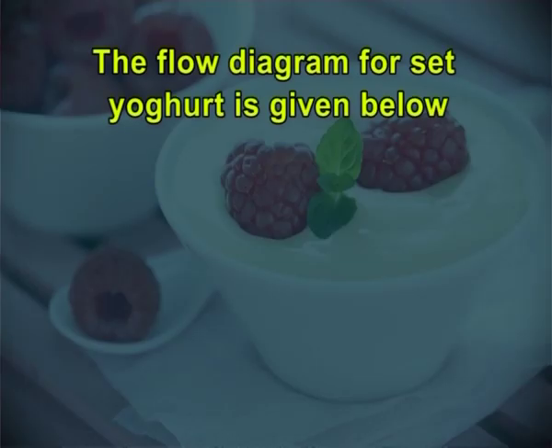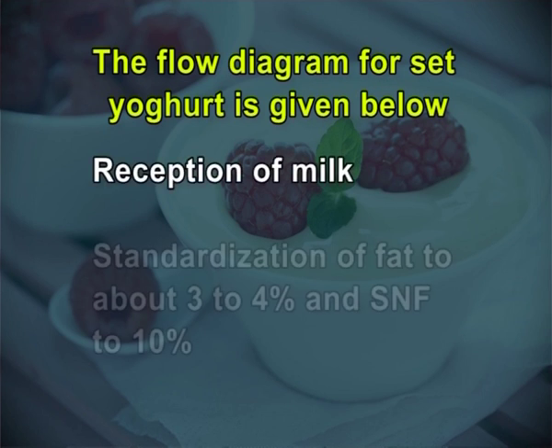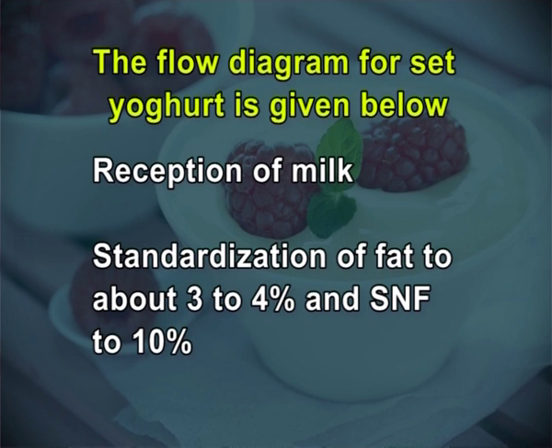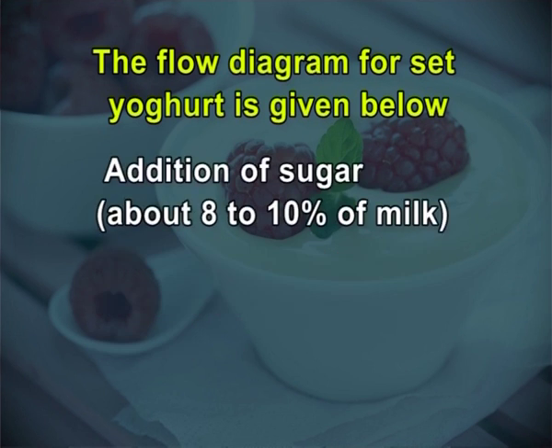Figure 4. The flow diagram for set yogurt is given below. Reception of milk, standardization of fat to about 3 to 4% and SNF to 10%. Addition of sugar, about 8 to 10% of the milk.